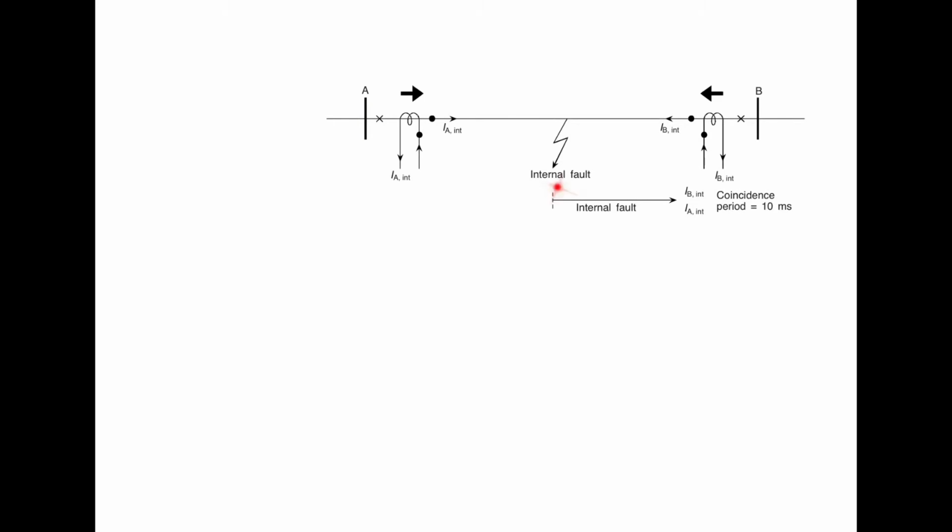Now we will have the internal fault, that is IB internal and IA external. However, in this case it is shown that these are 180-degree out of phase, but we are connecting the CTs in such a way that these are in phase with each other. Now if we measure the phase shift between the current at the two ends, then we can easily decide whether the fault is an internal fault or an external fault.